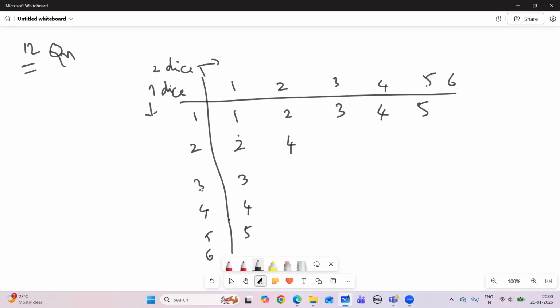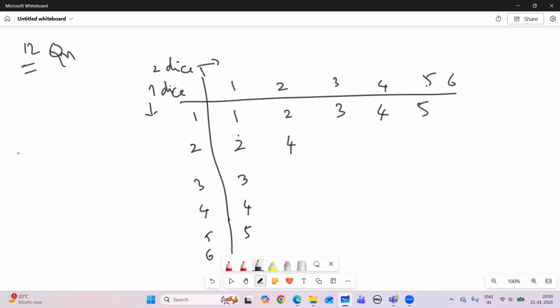2 into 3 is not allowed. 3 into 2 is not allowed. Further ones are not allowed. So these are all. How many are there? 5, 6, 7, 8, 9, 10. These are 10 choices, 10 products that satisfy the required condition.